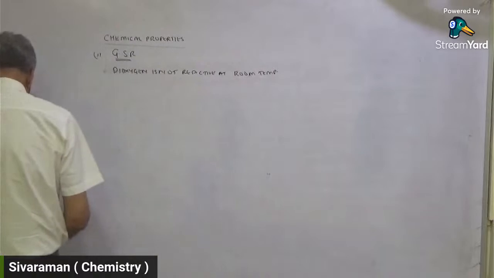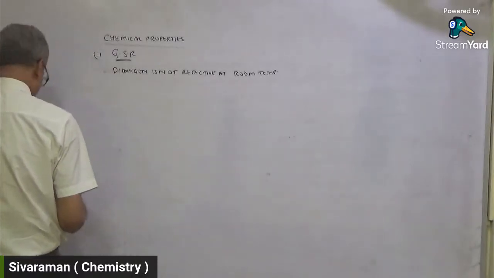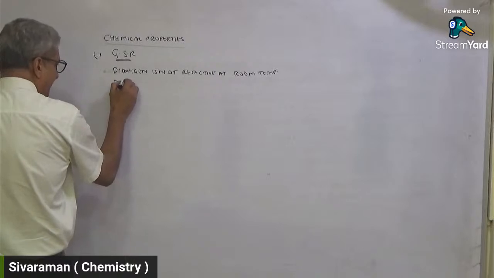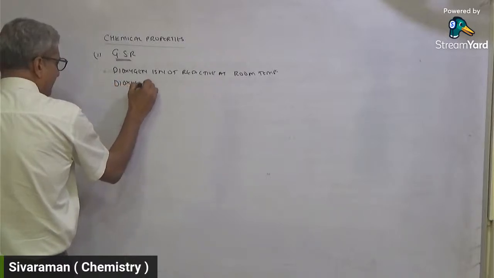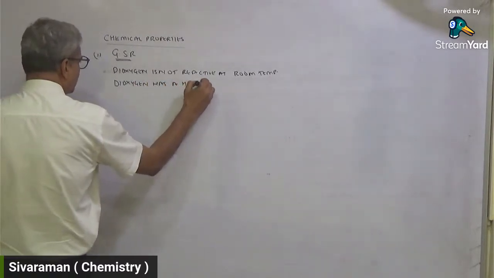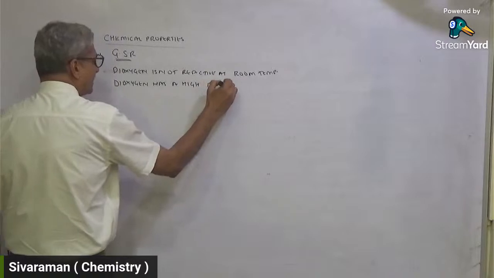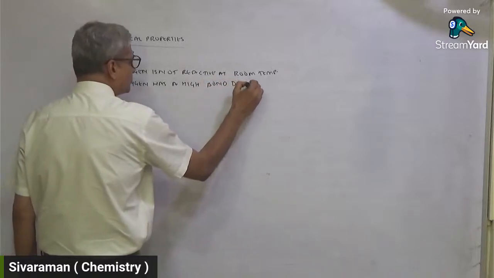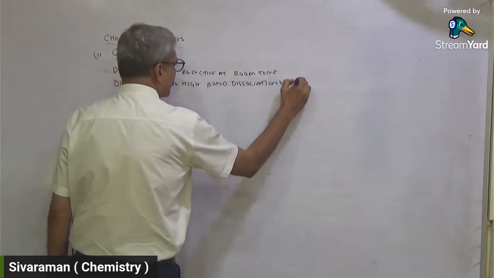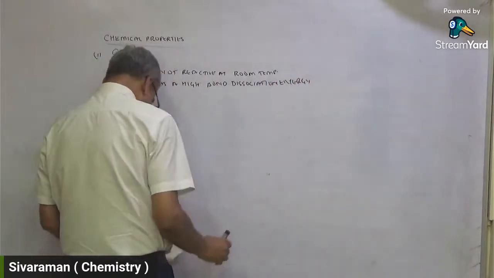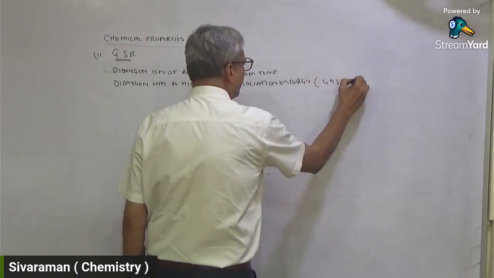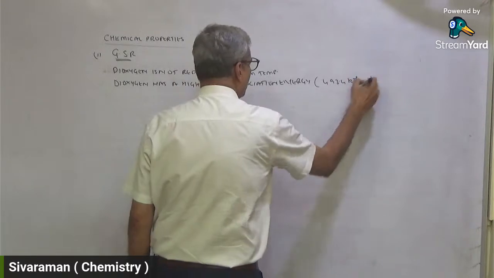The reason is that dioxygen has a high bond dissociation energy. High bond dissociation energy. How much is it, 495? 493, sorry. 493.4 kilojoule per mole.